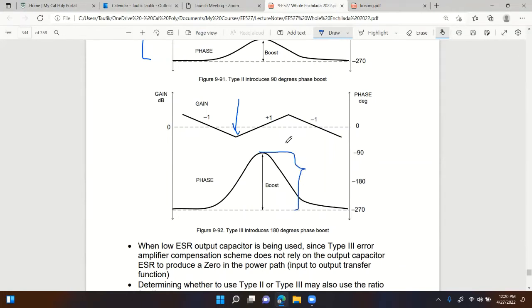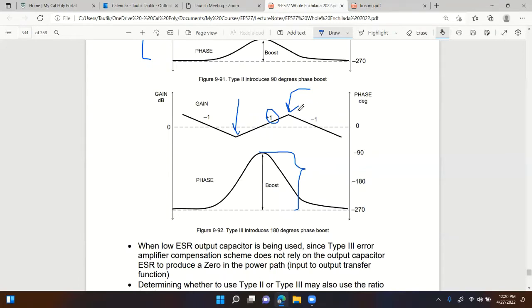Now, if you add 2 zeros, that means the slope, if you start from -1, then you're going to end up with +1, right? Because remember, a zero introduces +1 slope. So 2 zeros gives you +2. So -1 plus 2 gives you +1. And then at the other end, we introduce 2 poles.